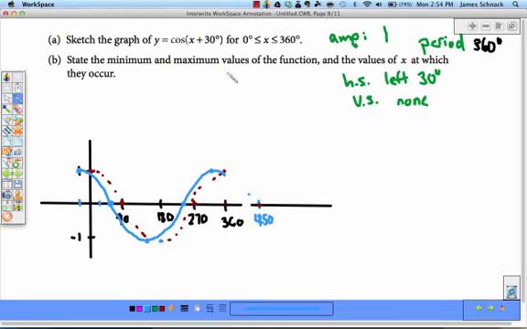So now state the minimum and maximum values of the function. Well, the maximum value is 1. The minimum value is -1. And the values of x at which they occur. Well, this is 30 degrees before 0. But since I want to graph between 0 and 360, what I really care about is this one. That one's not in my domain. So it's 30 degrees before 360, so that is 330 degrees, comma 1. This one is 30 degrees before 180, so 150 degrees, comma, -1 for the minimum.